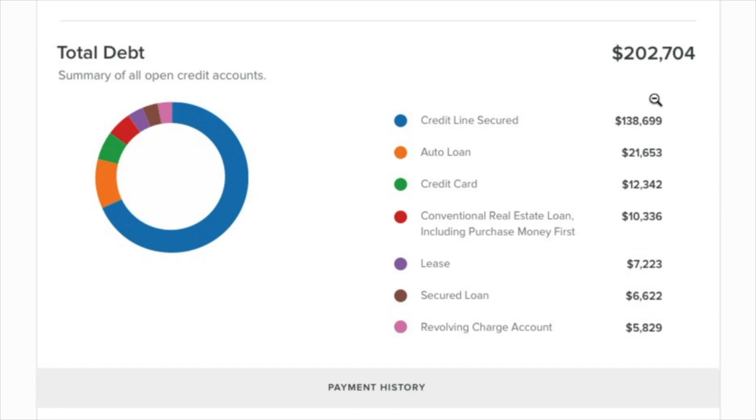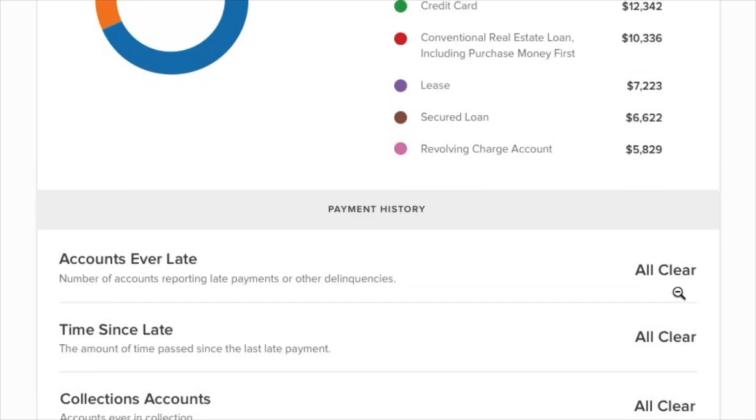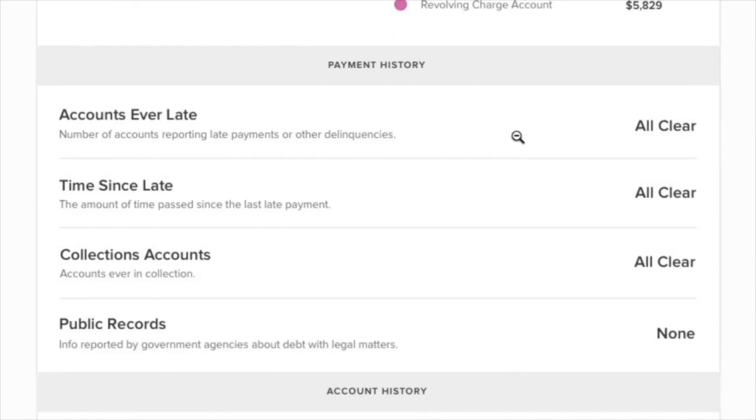It also breaks down what portion of those debts are baked into lines of credit and auto loans and credit cards and that kind of thing. When we scroll down further, this is telling us about any accounts that have ever been late and how long it's been since they've been late and any outstanding collections they have or any public records. And this is looking pretty good for this person. They don't have any of that stuff.